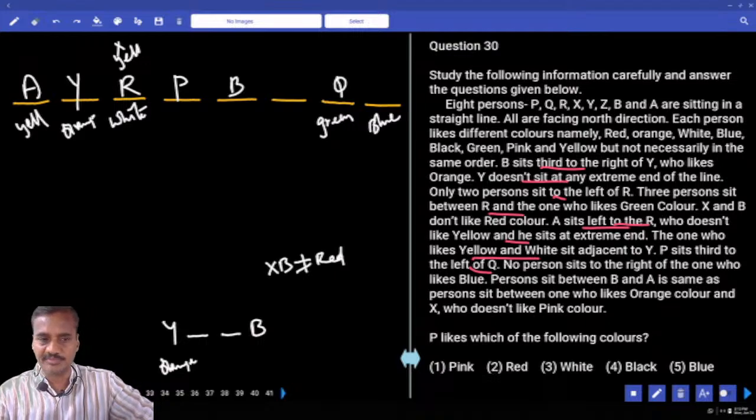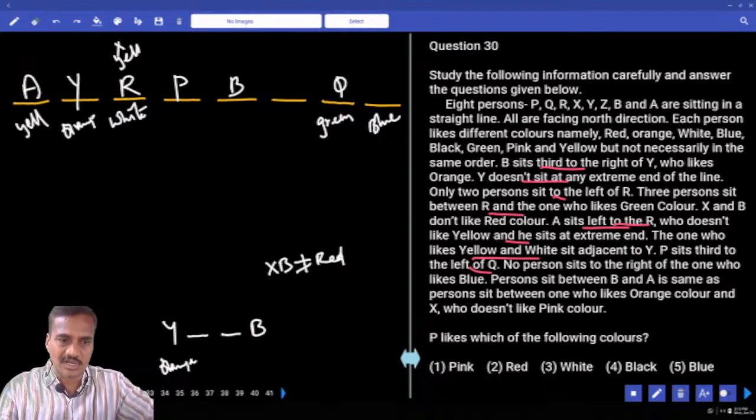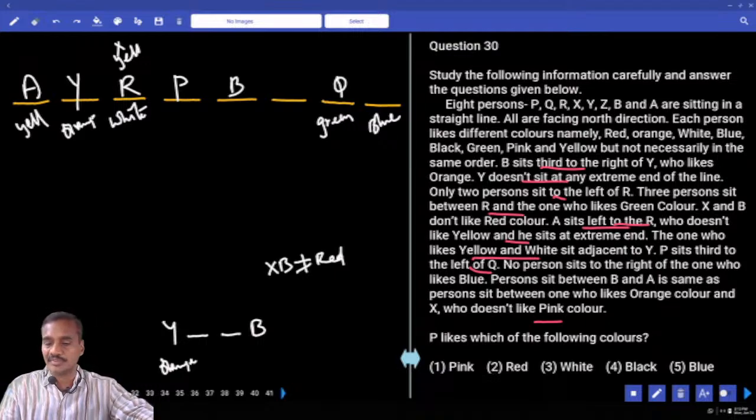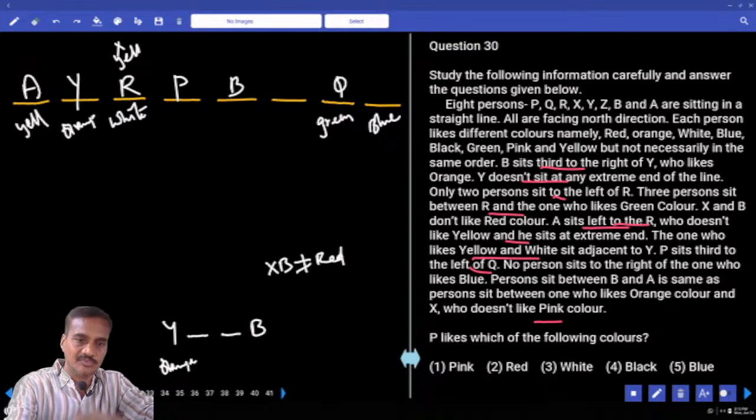Persons sit between B and A. B and A is the same as orange and X. How many persons are there in between orange and X? X does not like pink. Now, how many persons sit between B and A? 3 people. That means there are 3 persons in between orange and X. Between orange and X there must be exactly 3. X is here.